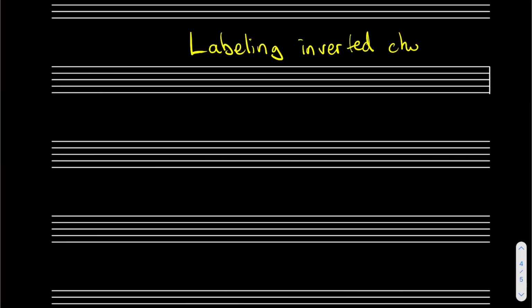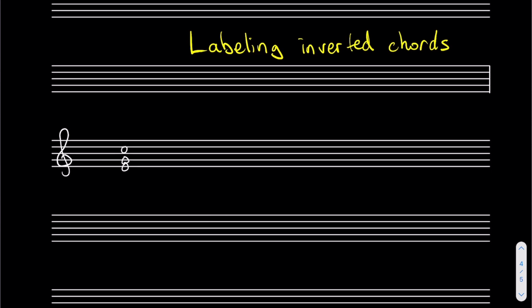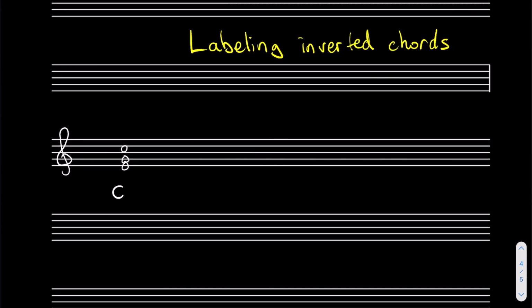We label inverted chords in two ways. In lead sheet notation, we write the chord, then we indicate its bass note after a slash. So a first inversion C major chord would be labeled C/E, and a second inversion C major chord would be labeled C/G. If there's no slash, that means the chord is in root position. So a root position C major chord would just be labeled C.